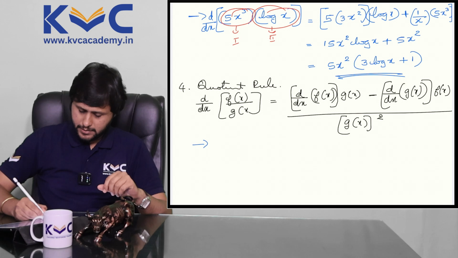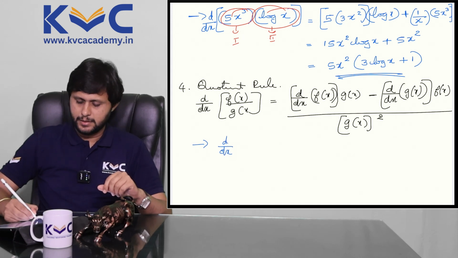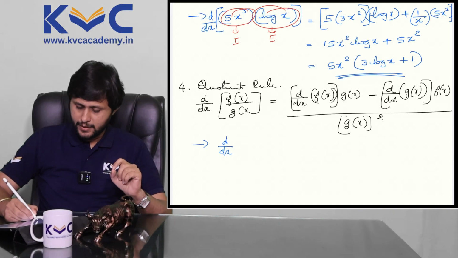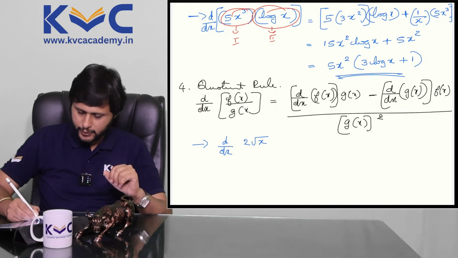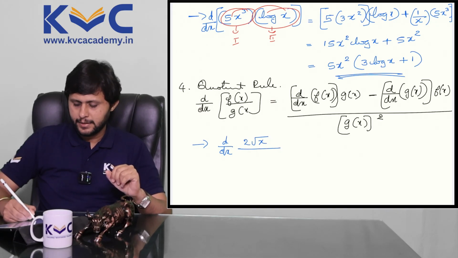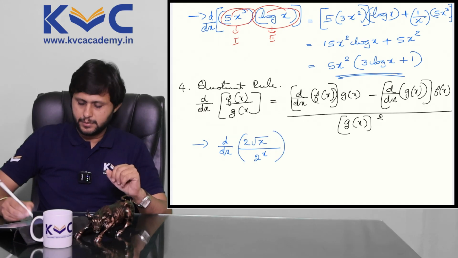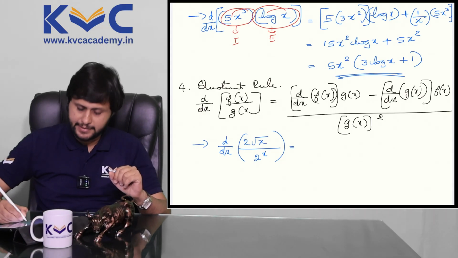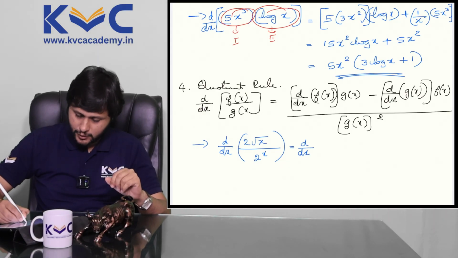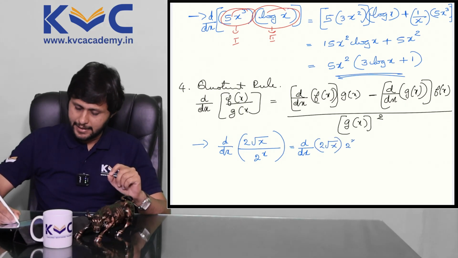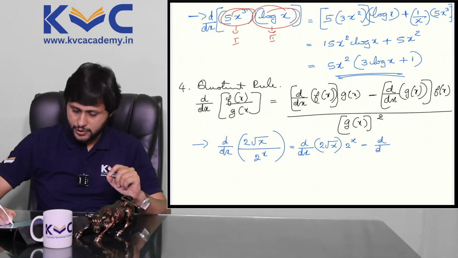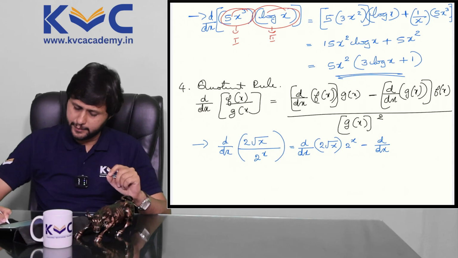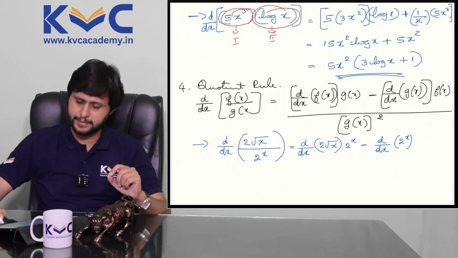So we will take one differentiation of, it has to be a simple one, right? First question, let's take root x. Let me put one number for this. Okay, 2 root x by 2 to the power x. Simplify this, I will have to expand it first. Differentiation of numerator, 2 root x. Denominator as it is, minus differentiation of denominator. Differentiation of denominator is 2 to the power x.